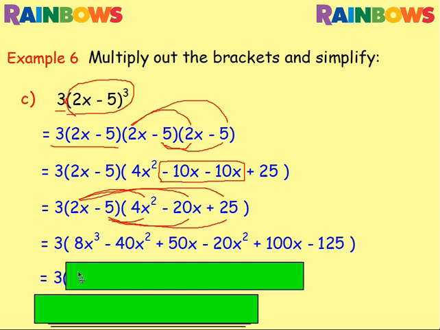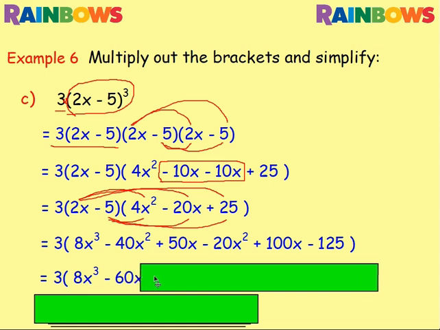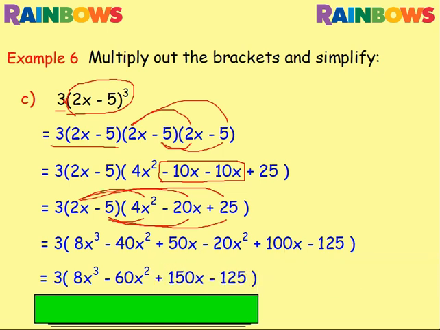After that, again, I'm just leaving the 3 as it is, and I'm just simplifying this part here, because with the x cubed, there's no other x cubed, so it would just stay as 8x cubed. But with the x squared, you've got negative 40x squared, take away 20x squared. So that becomes take away 60x squared. With the x's, 50x, add 100x is 150x. And number-wise, you've only got the minus 125, so it stays as take away 125.